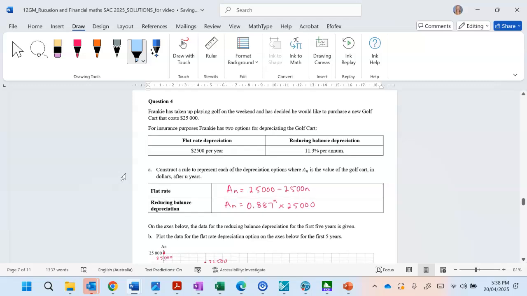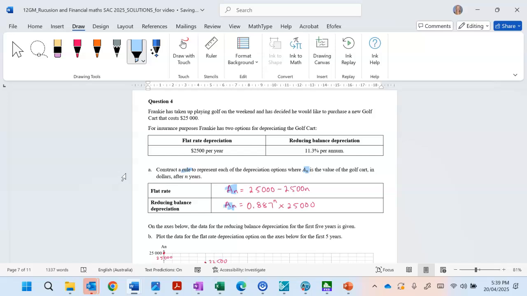Question 4. Frankie has taken up playing golf on the weekend and has decided he would like to purchase a new golf cart that costs $25,000. For insurance purposes, Frankie has 2 options for depreciating the golf cart: flat rate depreciation or reducing balance depreciation. Construct a rule to represent each of the depreciation options where A_n, it has told you to use A_n so that must be used here, is the value of the golf cart in dollars after n years.